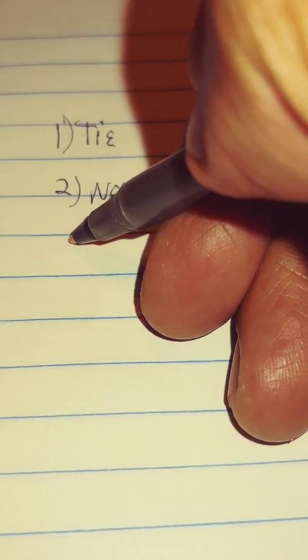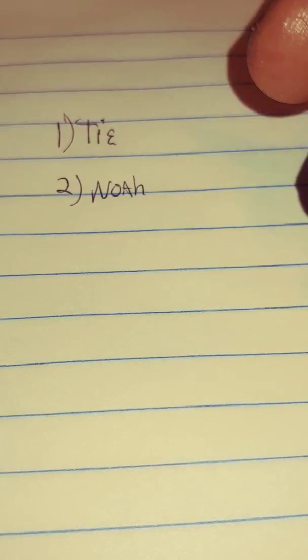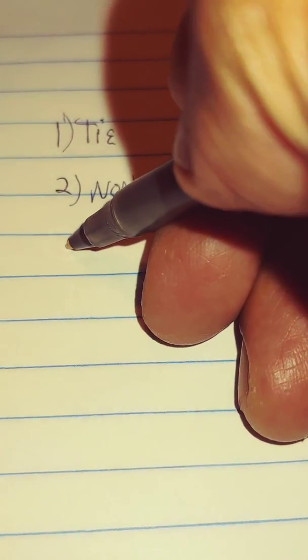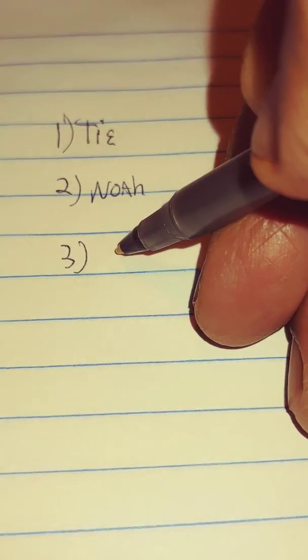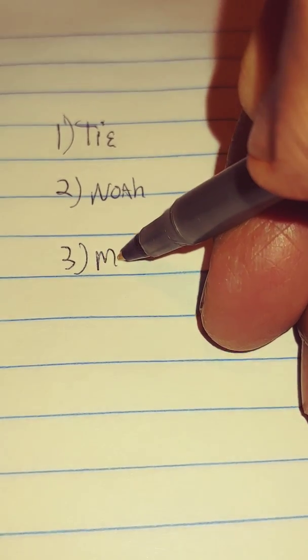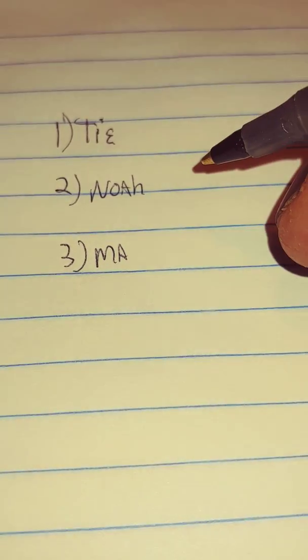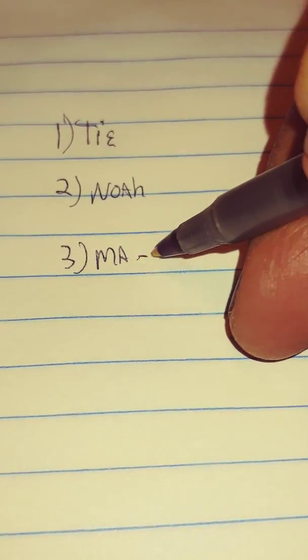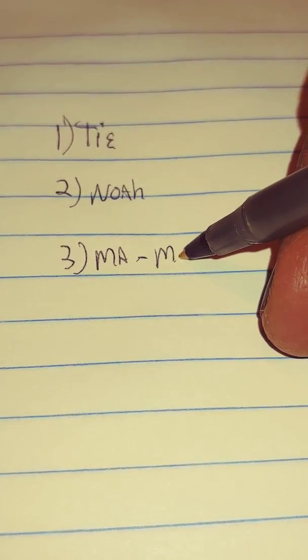Tie. That'll work. Number 2, it's the N sound. I like to use Noah, like Noah's Ark. Just use that. Again, you can use anything you want. Just give me a quick example. Number 3, you could say it's ma, like your mother. Or you could even say it's me, it's yourself.